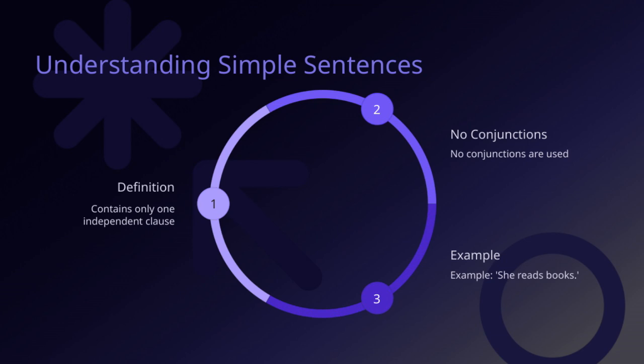Understanding these points helps us recognize the structure of simple sentences. They are straightforward, clear, and easy to understand. This simplicity makes them the foundation of good writing and communication. Remember, when you see a sentence with just one idea and no connecting words, you're likely looking at a simple sentence. This understanding will help us as we explore more complex sentence types later in the presentation.